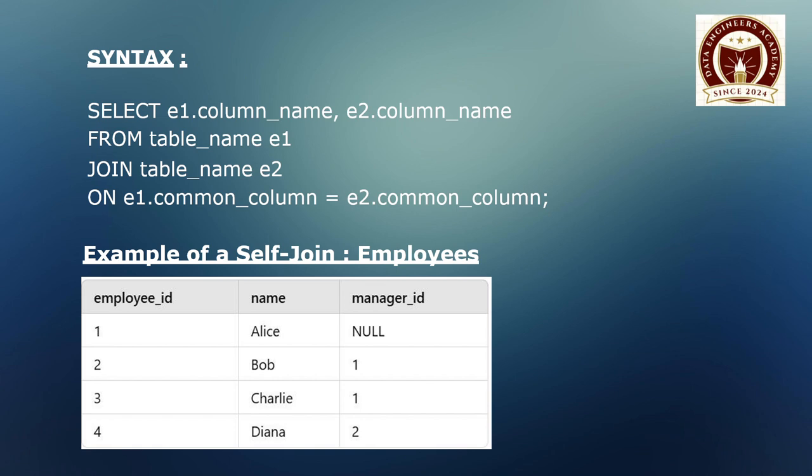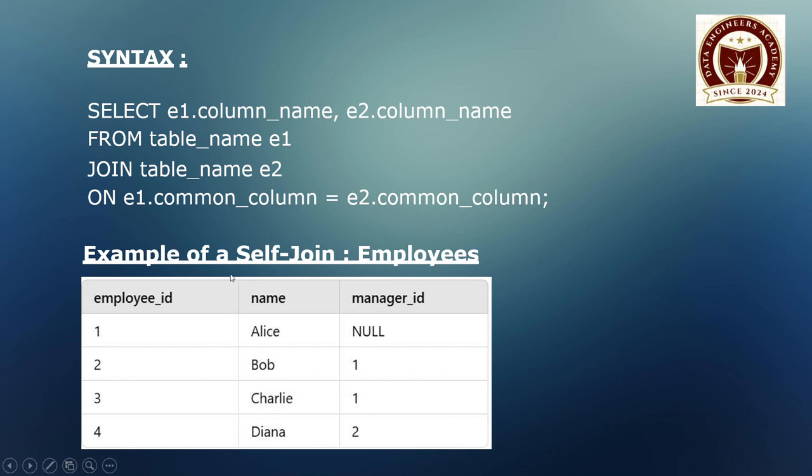Syntax of self join. SELECT E1.column_name, E2.column_name FROM table_name E1 JOIN table_name E2 ON E1.common_column = E2.common_column. Here E1 and E2 are the instances of the same table.